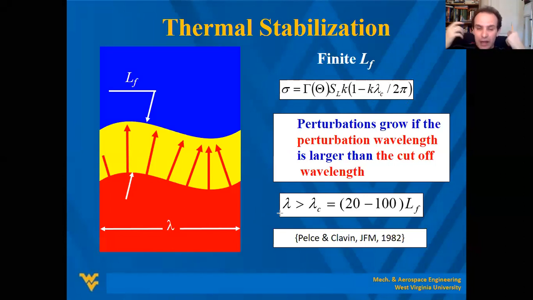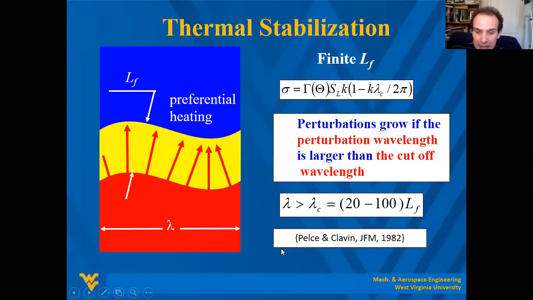All wavelengths larger than lambda critical, this threshold value, grow exponentially. But all small wavelengths, all small waves, will be thermally suppressed. So that it is. Okay? Do you understand this? I hope so. Now, basically, that's why.